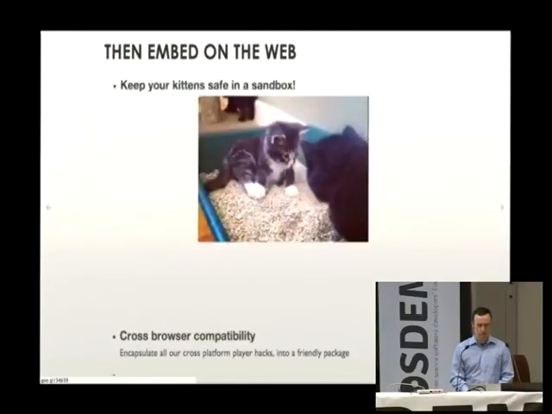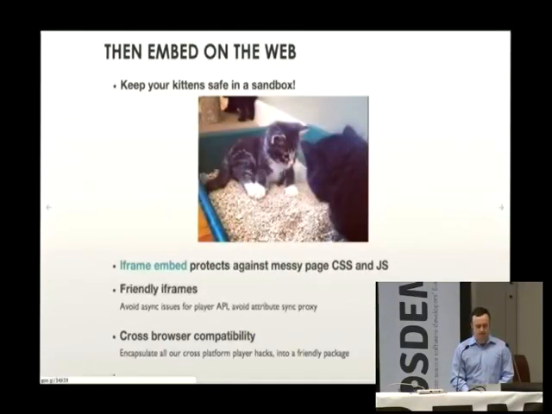So embedding on the web, you want to put it all into an iframe. This helps you sandbox your HTML and CSS and JavaScript for that matter, so that you don't have to deal with the on-page CSS or JavaScript messing up your player. We use something called a friendly iframe or a same domain iframe, which basically enables us to inject the content directly, and we'll look at how that works in a second. And it avoids some of the asynchronous API issues with post-message.